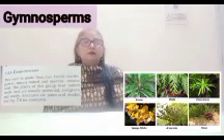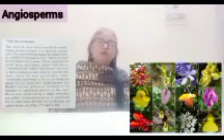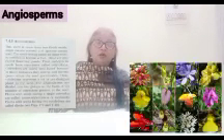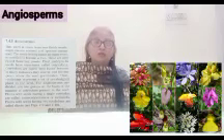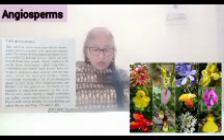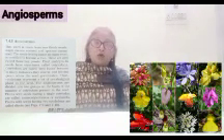The next division is angiosperms. The word angio means covered and sperma means seed. That means this group of plants bear seeds that are covered. Now seeds are produced in specialized organs called fruits. This group, angiosperms, are commonly called flowering plants.